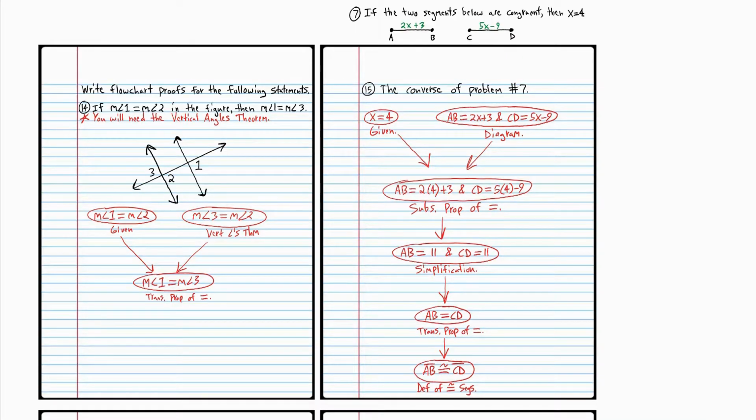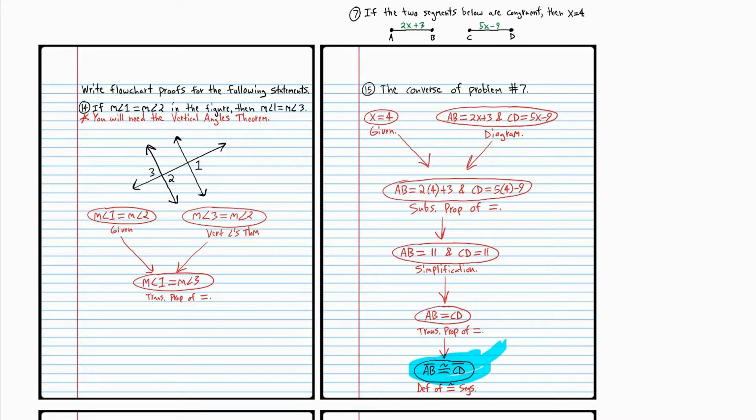All right, we're back. Your proof should look something like this. We know x is equal to 4. That's given information. Again, it's the converse of this statement, so we're starting with x equals 4. And we also know by the diagram that AB and CD are equal to those expressions there, and we can combine that using substitution to plug in 4 into each one of those expressions and simplify to get 11 for both of them. And obviously, if they're both equal to 11, then the lengths are equal to each other. And by definition, AB must be congruent to CD.